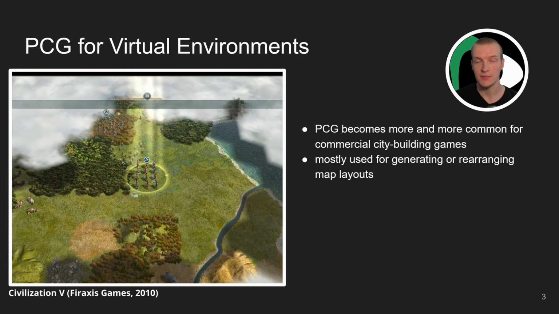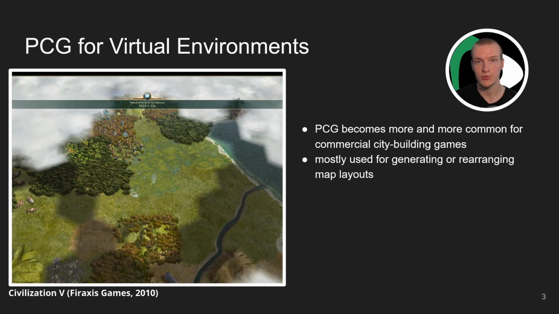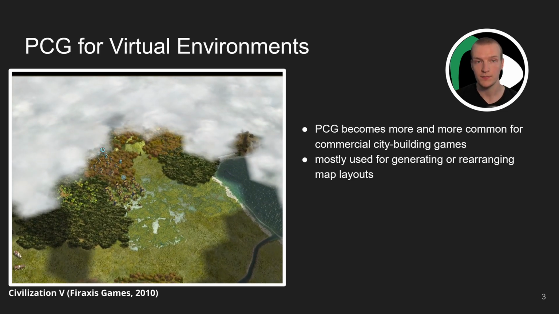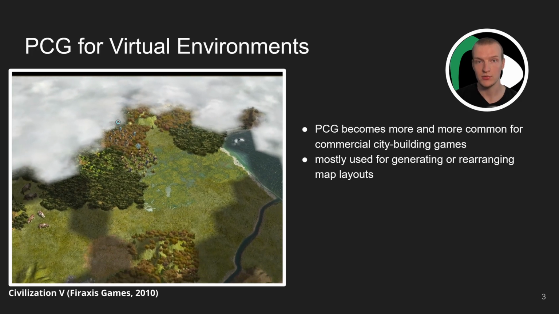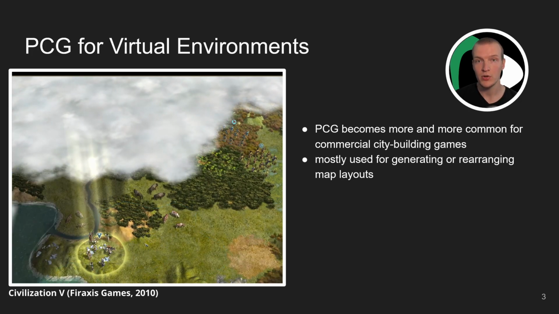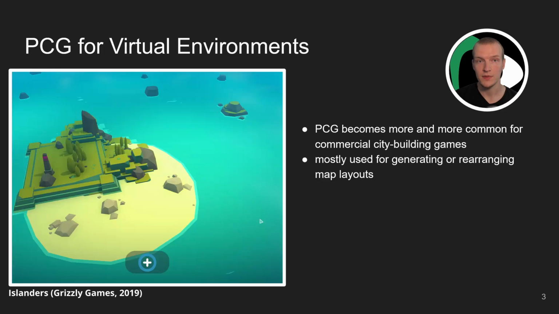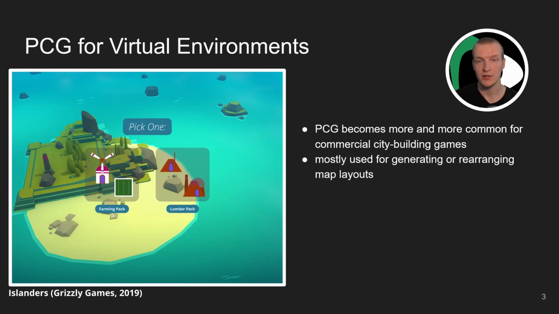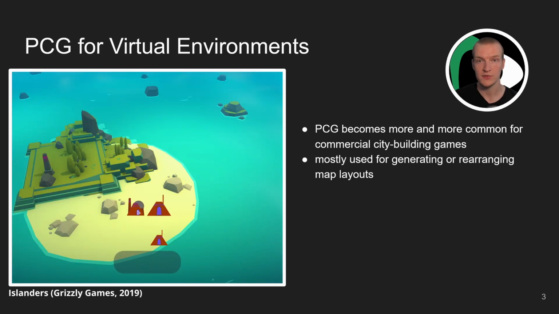In recent years, many city-building games have incorporated some procedural method to generate content. Here, PCG is mostly used to generate initial map layouts or to rearrange map elements. Games like Civilization, Islanders, or Dorfromantik all make use of some form of PCG.